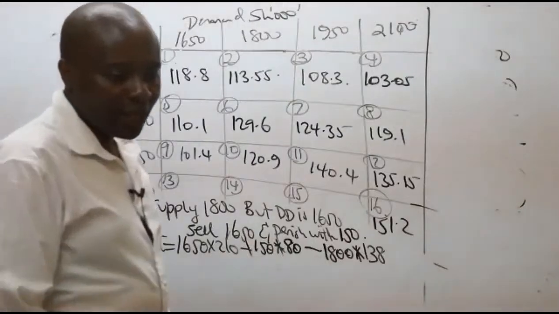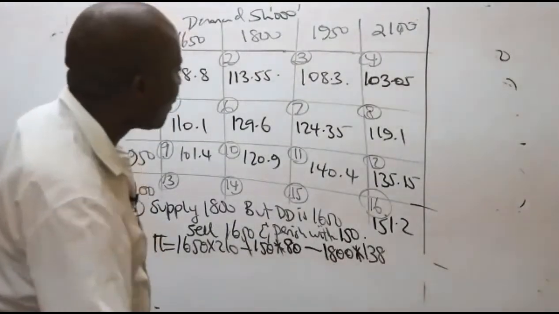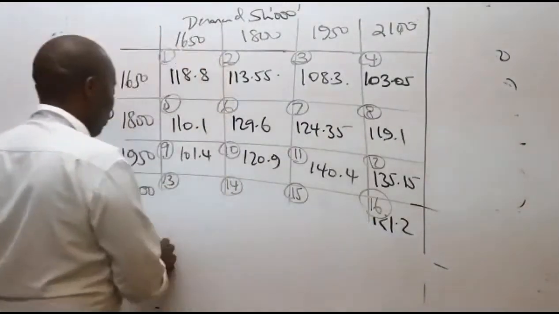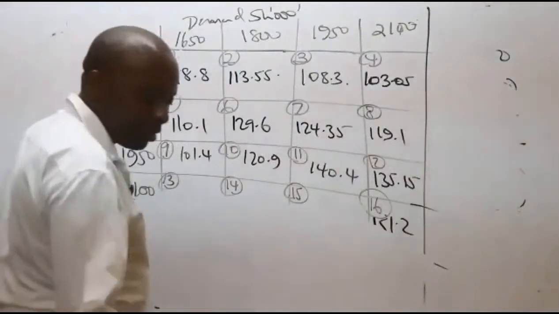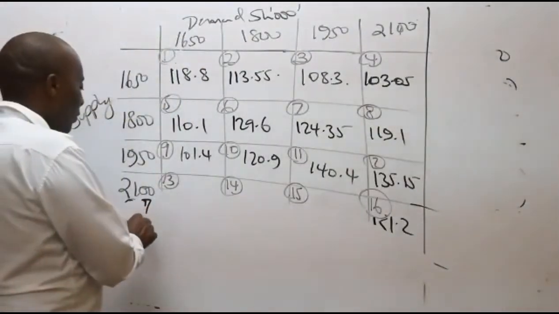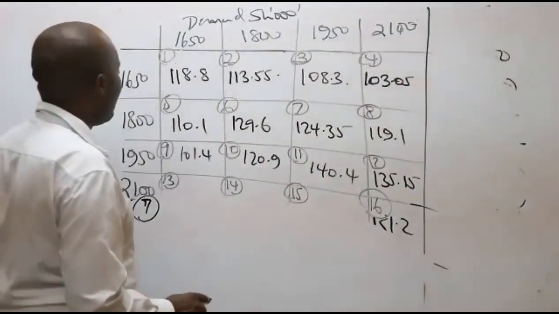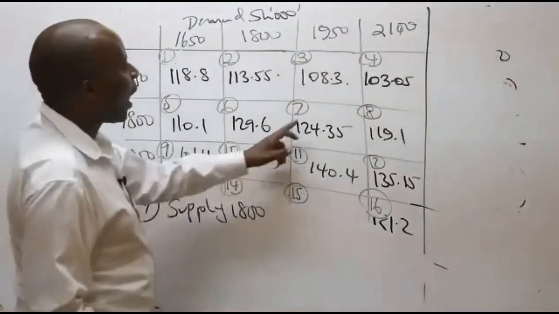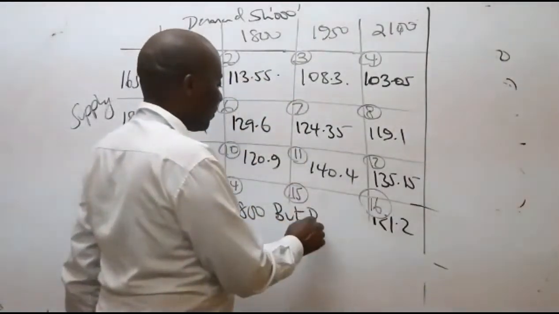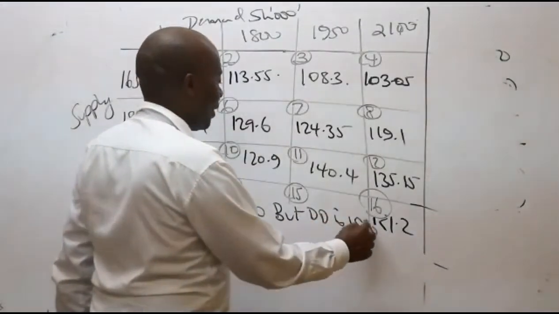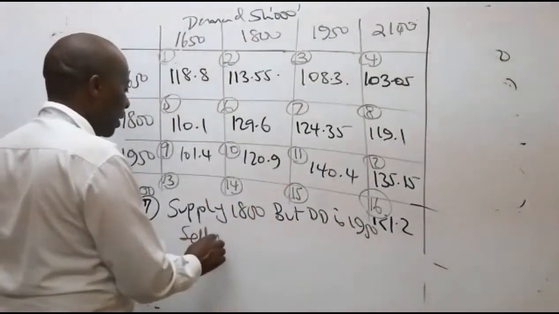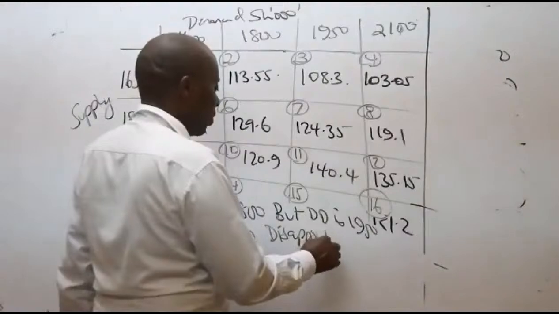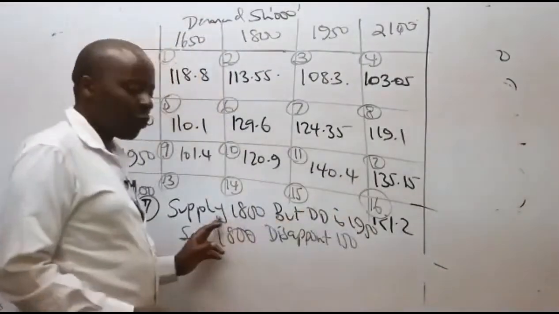So in this case here, Omar wants us to do cell number 7. So for cell number 7, ladies and gentlemen, I can see the supply is 1800, but demand is 1950. So in this case here, I'm going to sell the lower, sell 1800. Here it's about disappointments. Disappoint 150, the difference between the two.